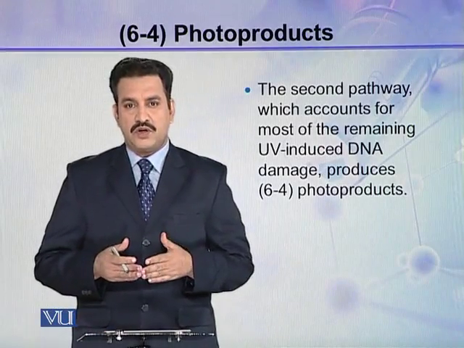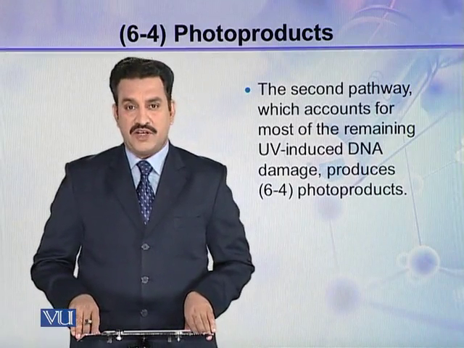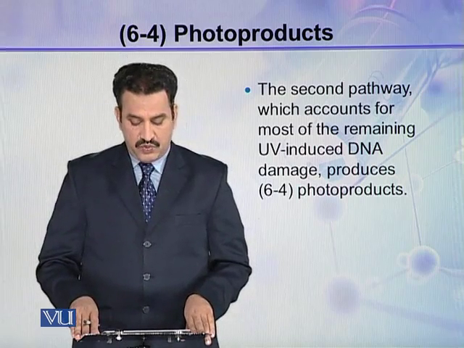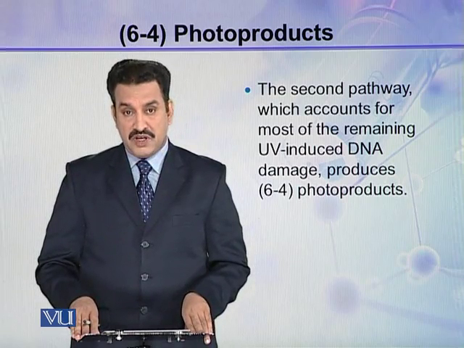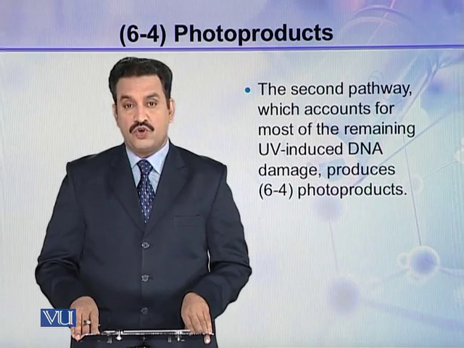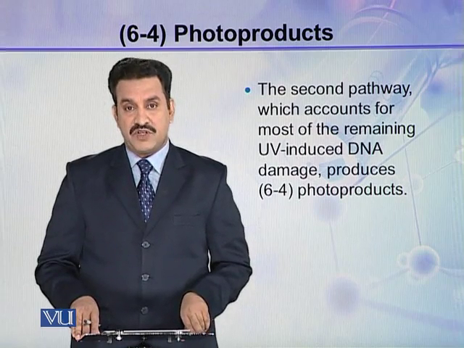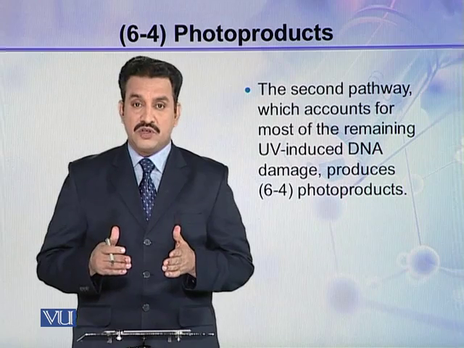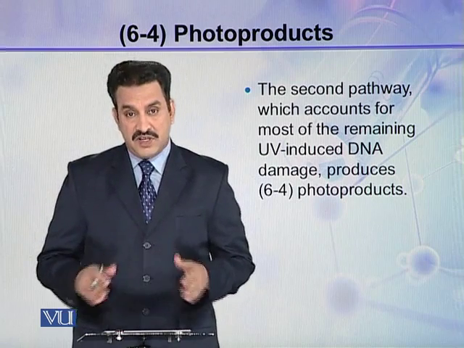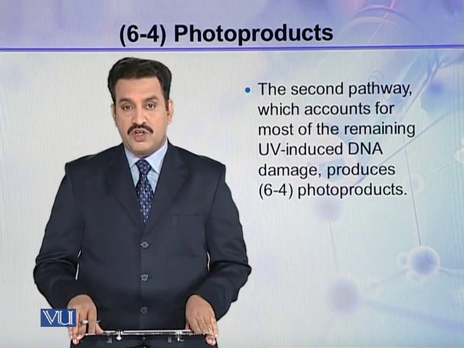So the first pathway by which UV damages the DNA was the formation of cyclobutane pyrimidine dimer. The second pathway, which accounts for most of the remaining UV-induced DNA damage, produces 6,4 photoproducts. You have seen the CPD accounts for about 75% of the total UV damage to DNA. So the remaining 25%, that is contributed by this pathway in which 6,4 photoproducts are formed.